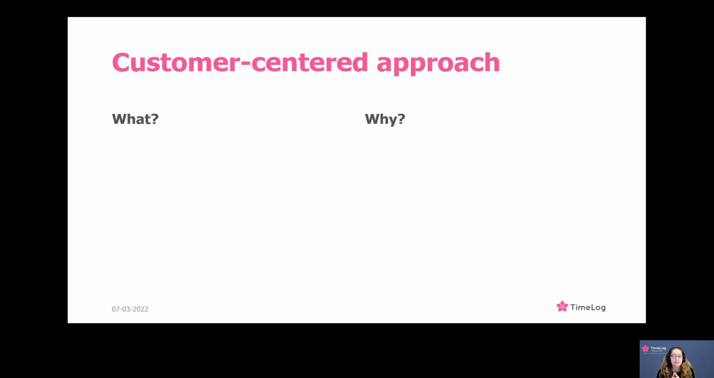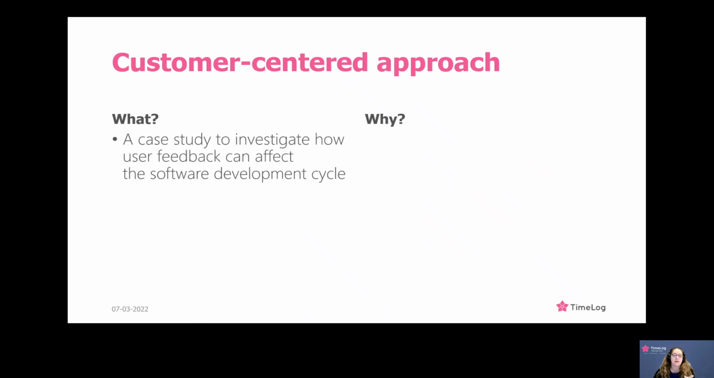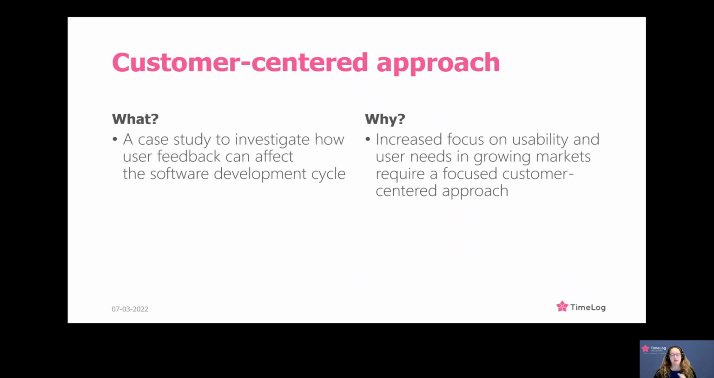So let's jump into the thesis and all the cool stuff that I've done here. I'll tell you a bit about the what, the why, and the how. So what I did was a case study to find out how we can take the user feedback and actually affect the software development cycle and improve the product. I did it because at the time there was an increased focus on usability and user needs in general. And we wanted to move from a product to a more customer-oriented focus in everything we did. And we could also see in the customer satisfaction measurements that we did that we really needed to make some changes. So that's what we did.